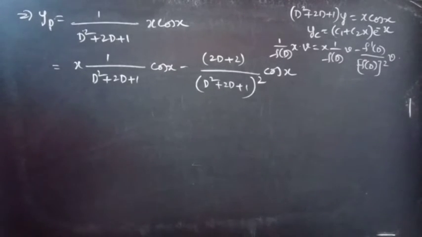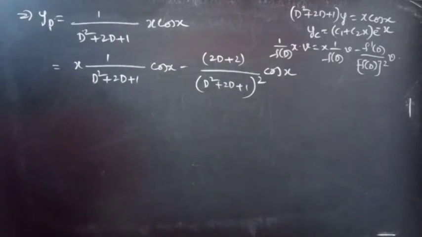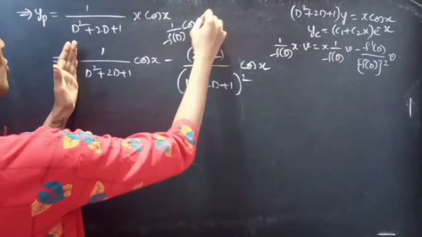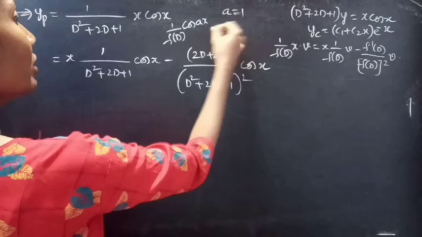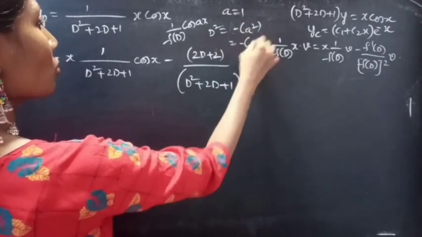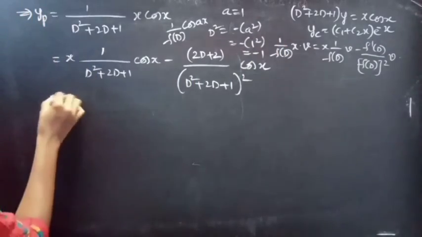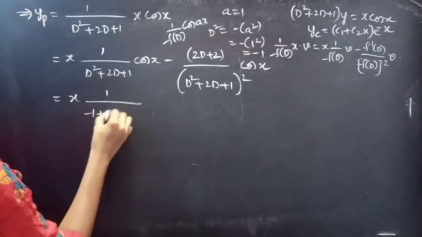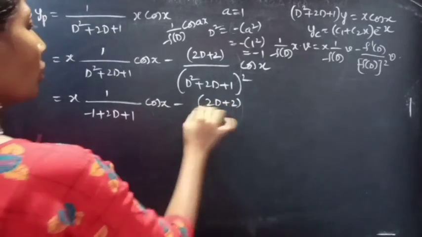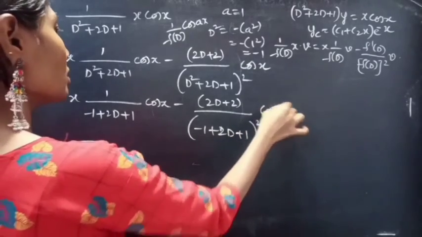Also, you can solve yp simply by replacing d square by minus 1 in the denominator. This is also 1 by f of d into cos ax form for a equals 1. We'll find d square, which is given by minus of a square, which is minus of 1 square, that is minus 1. Now replace d square by minus 1 simply. We'll get x into 1 by minus 1 plus 2d plus 1 into cos x minus 2d plus 2 by minus 1 plus 2d plus 1 whole square into cos x.